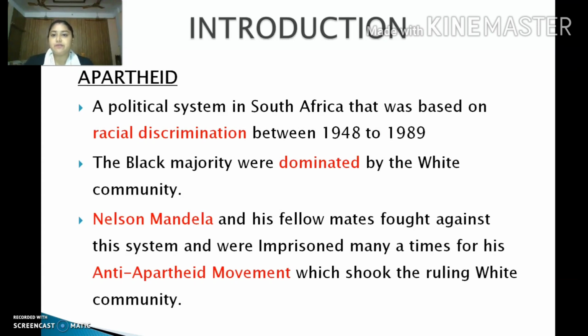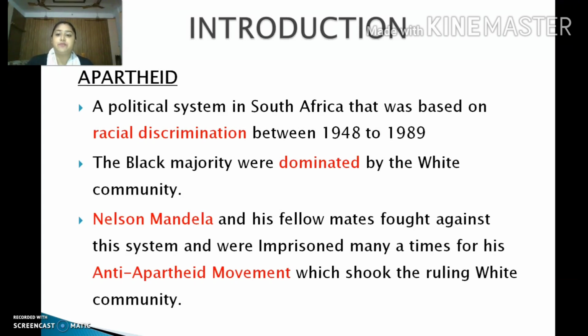So let us at the very beginning understand what exactly Apartheid means. Apartheid is a political system, and this political system was prevalent in South Africa from 1948 to 1989, and this system was based on racial discrimination. Racial discrimination means discriminating against somebody on the basis of their race. Okay, so in South Africa from 1948 to 1989, the apartheid system was running very smoothly.